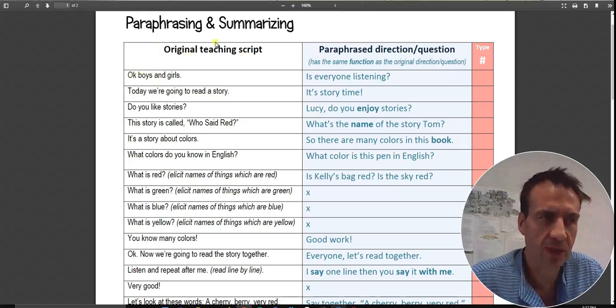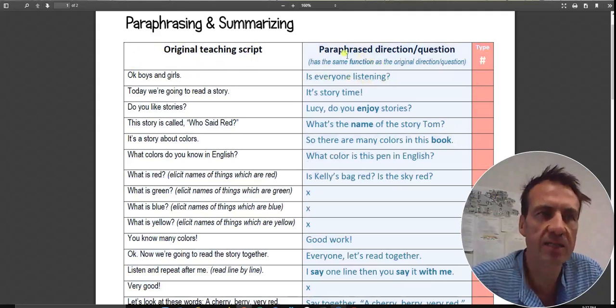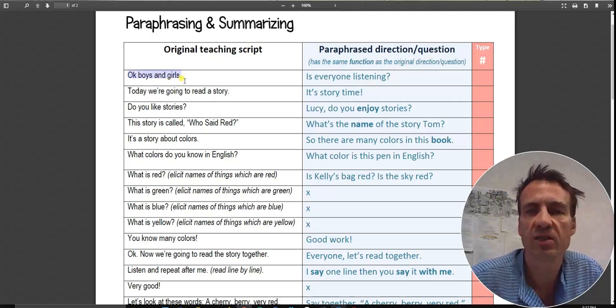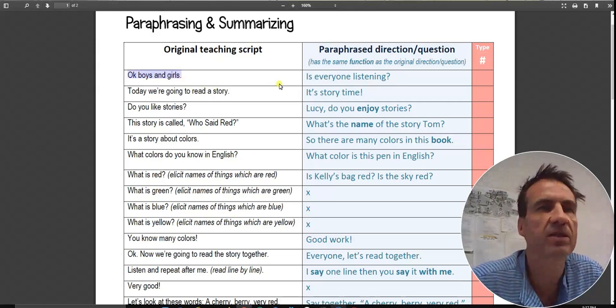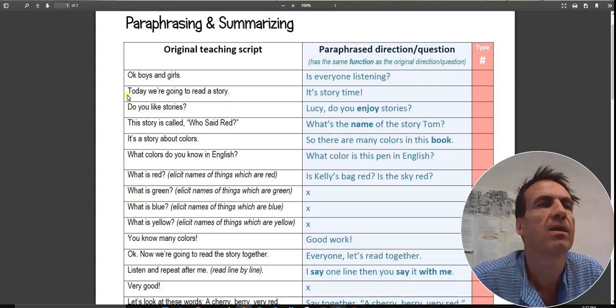And you'll see on the left, I've got the original teaching script, and on the right, I've added some paraphrased directions or questions. So I start by saying, okay, boys and girls. Why? Well, that's just getting everyone's attention. What's another way to get students' attention? Ask a question. Is everyone listening? Today we're going to read a story. And again, this is building motivation.